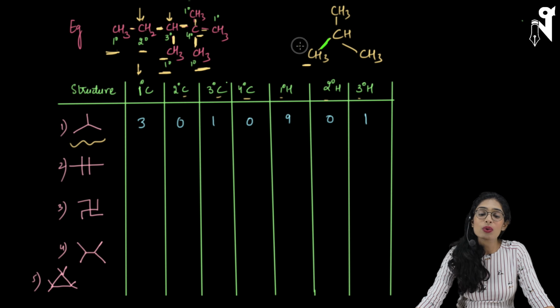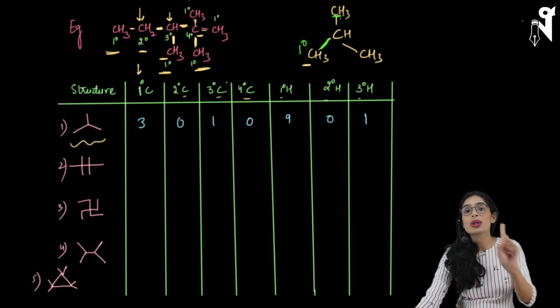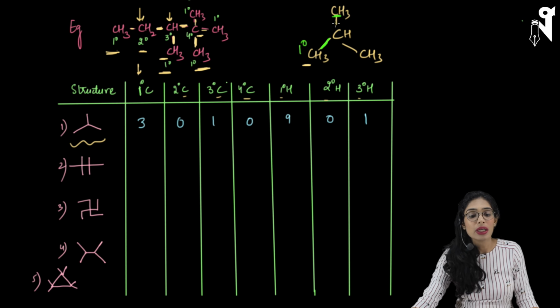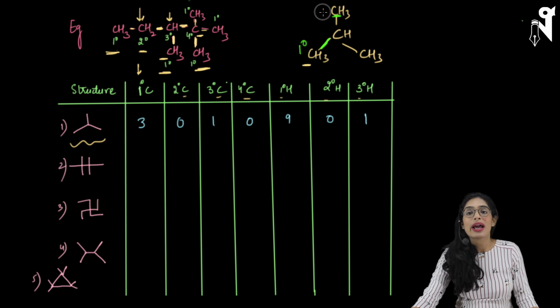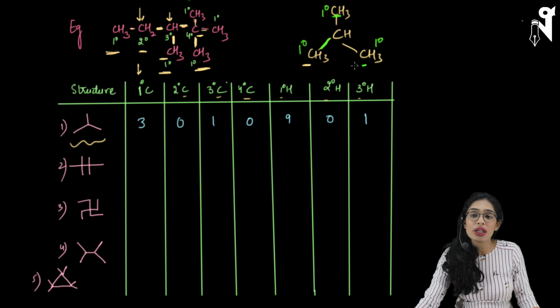This carbon is also linked with only one single bond with a carbon, so basically only one neighbor as a carbon, so this is also primary, and this is also primary. So I have three primary carbons, so I have written 3 over here. Do I have any secondary carbon?